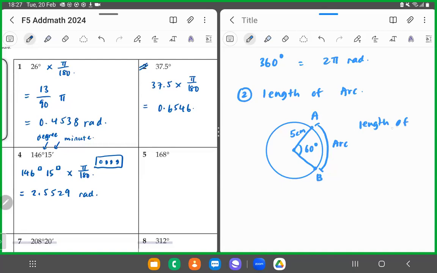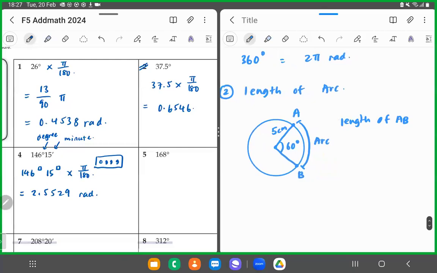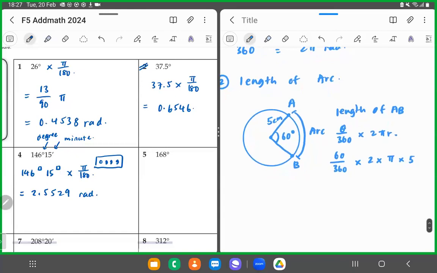In Form 3, you will use the formula of circumference, theta over 360 times 2 pi r. So theta is actually the degree here, 60 degree over 360 times 2 times pi times the radius 5. This is the old way you find the length of arc.